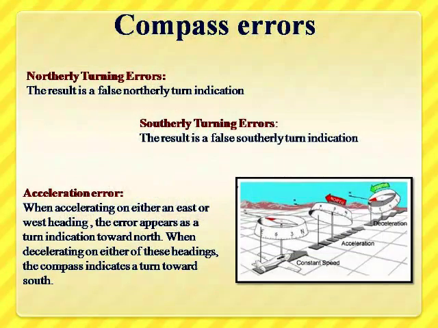And the compass will give rise to certainly some errors. Northerly turning errors. The result is a false northerly turn indication. Southerly turning errors. The result is a false southerly turning indication. And acceleration error. Like this, there are going to be certainly some errors coming up.